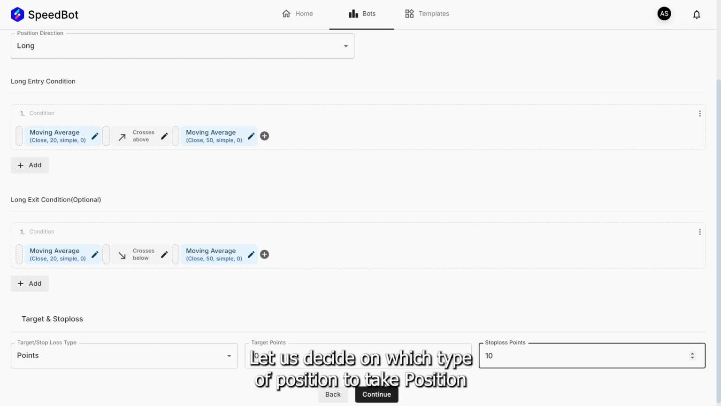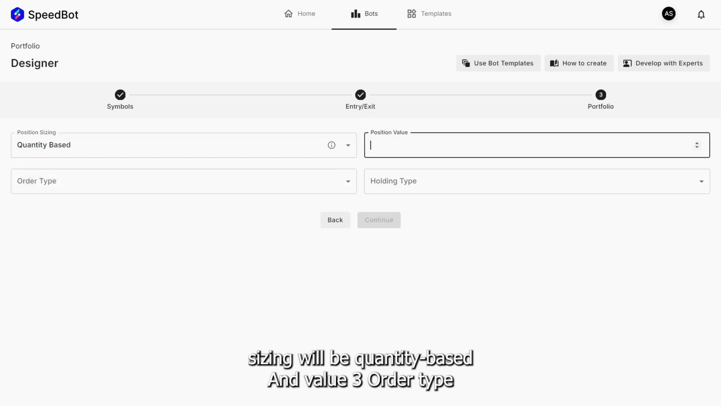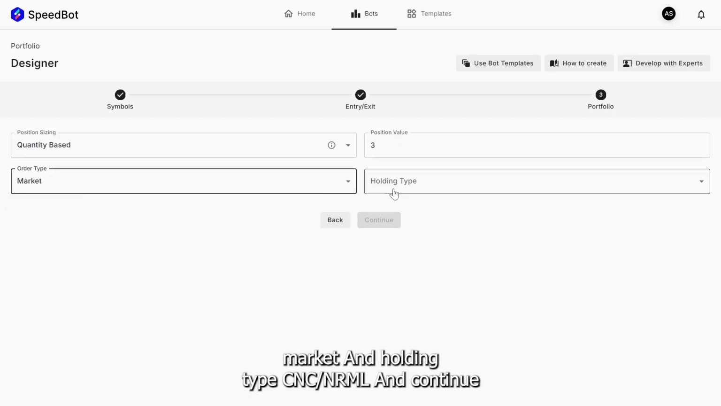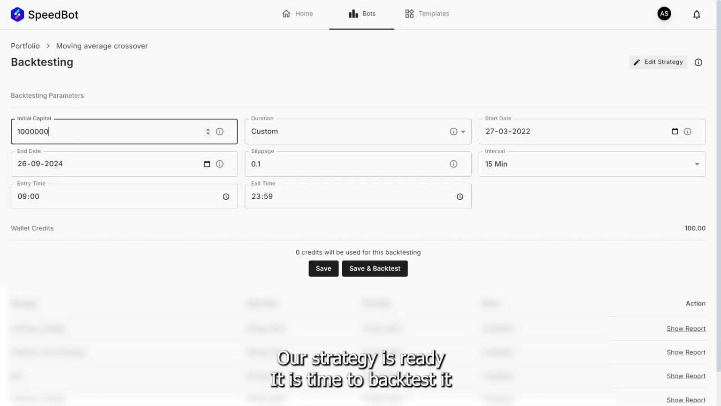And continue. Let us decide on which type of position to take. Position sizing will be quantity-based, and value 3, order type market, and holding type CNC/NRML. And continue. Our strategy is ready.